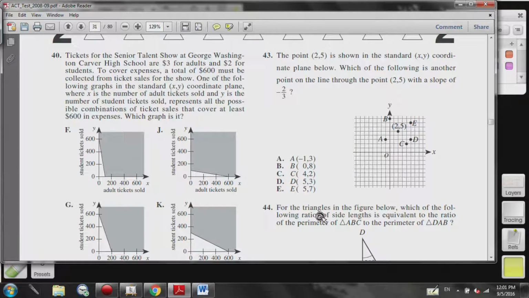Now let's go to this over here. Question number 43. The point 25 is shown in the standard XY coordinate plane. Which of the following is another point on the line that goes through here with the slope of this? It looks like a kind of complicated question, but all they're asking is, of the bunch of points that are given, which one also happens to be on the line?